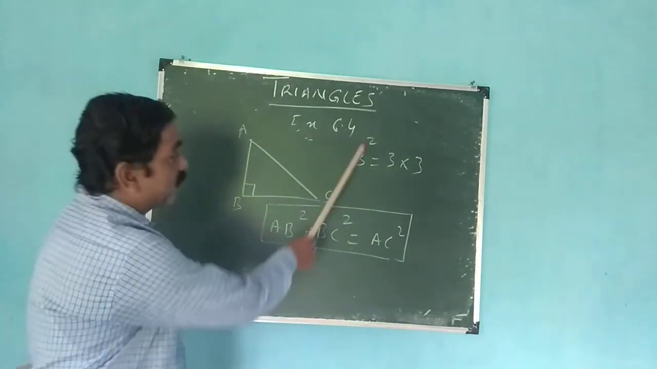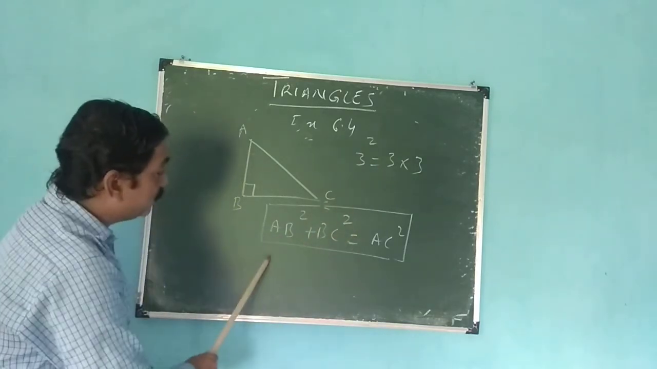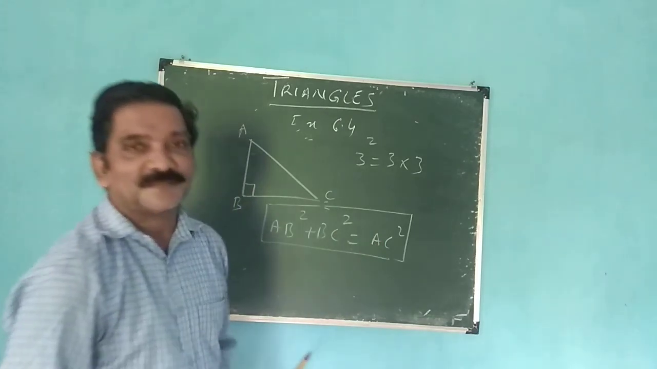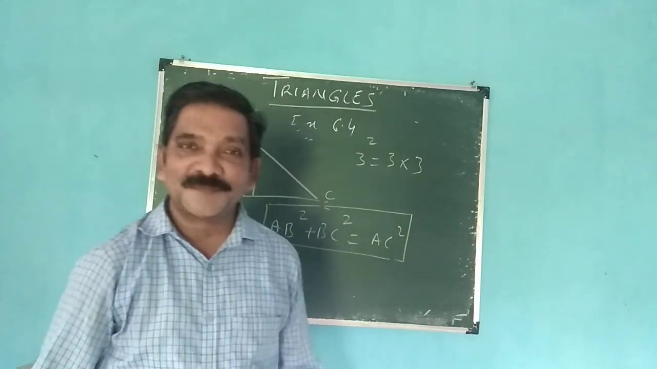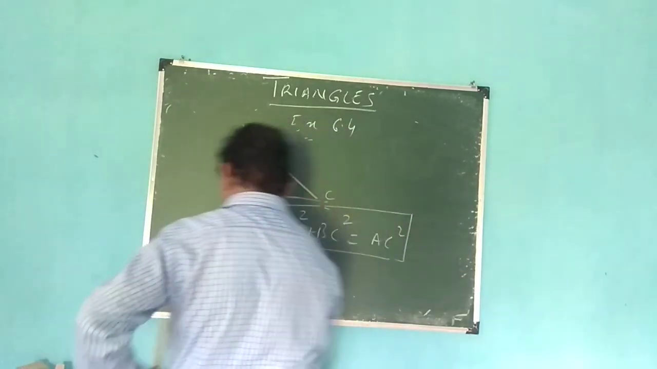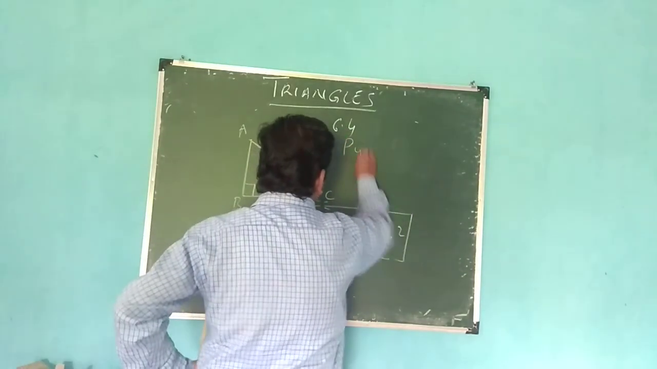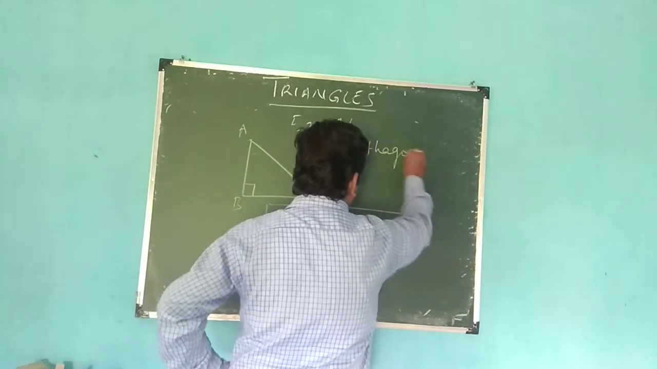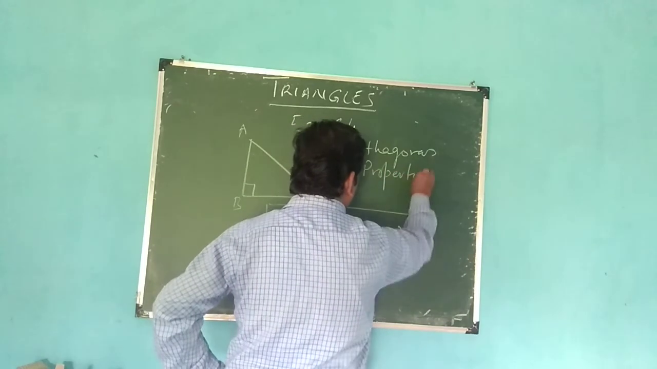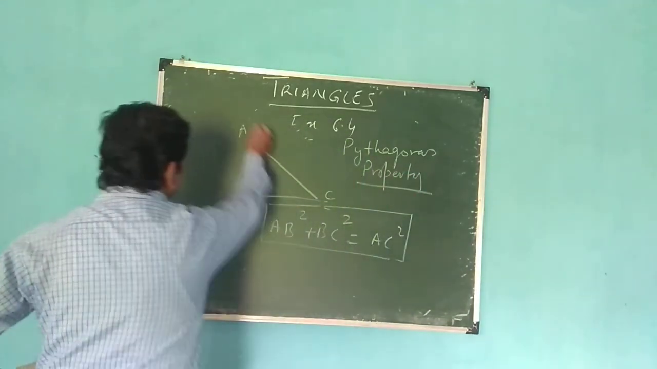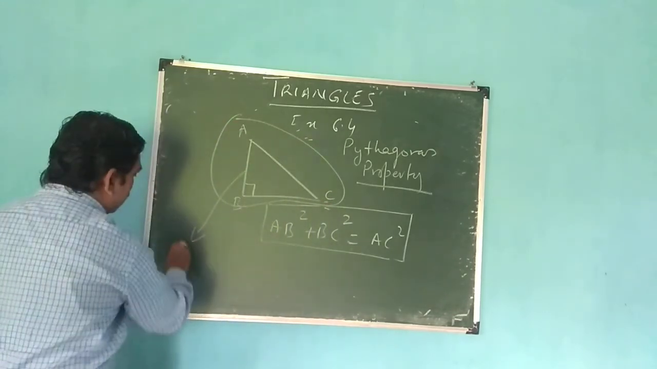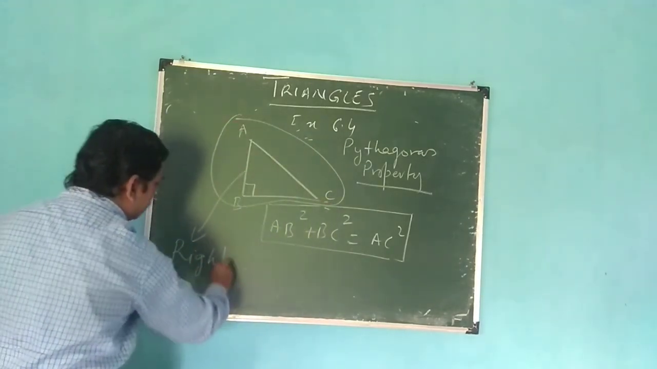And this is 3 square. 3 square means 3 into 3, 9. AB square means AB into AB. BC square means BC into BC. AC square means AC into AC. Okay, my dear students. So this was Pythagoras, and let me write it here. Pythagoras property, and this triangle is called a right angle triangle.